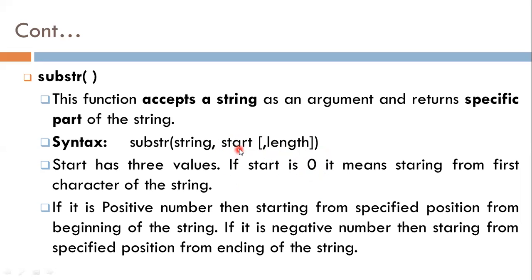If the starting point is 0, this function reads from the first character of the string. If the start value is a positive number, then it starts from the specified position from the beginning of the string, meaning from the left hand side. And if it is a negative number, then it starts from the specified position from the end of the string, meaning it reads from the right hand side, and reads the specified length of characters from the string.